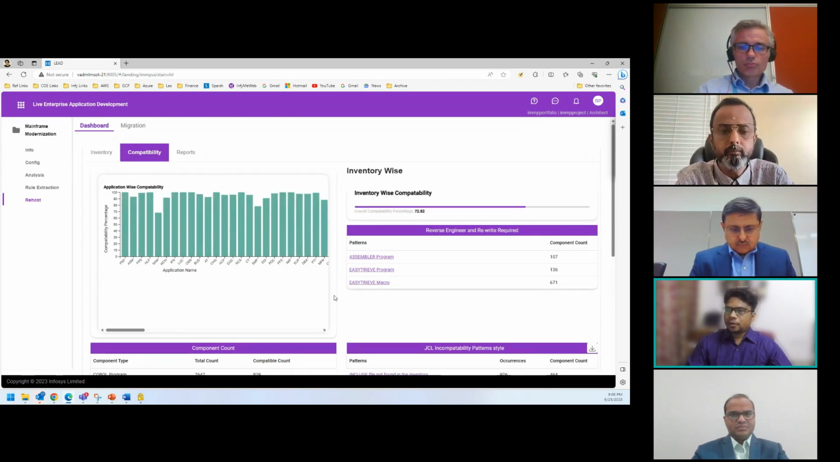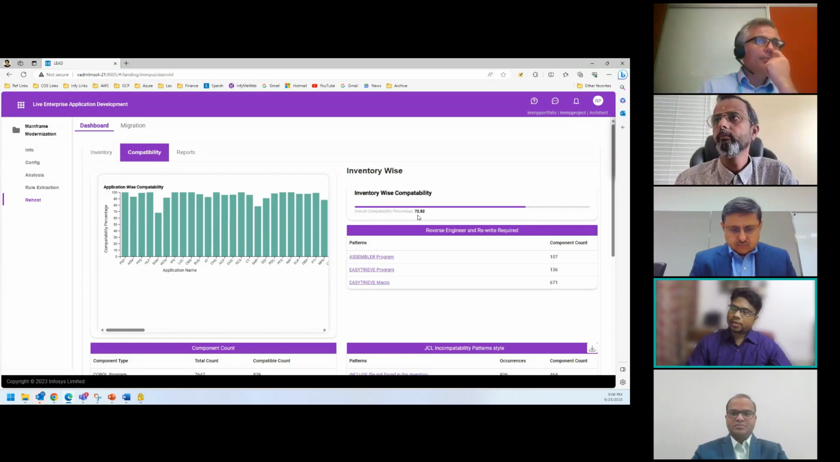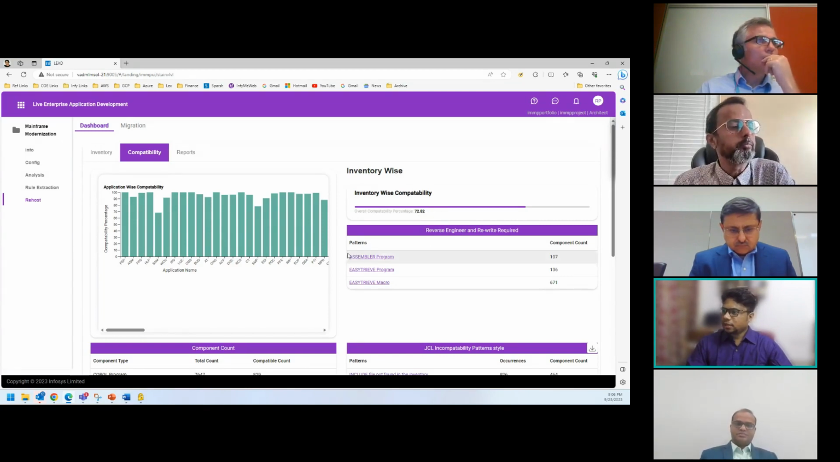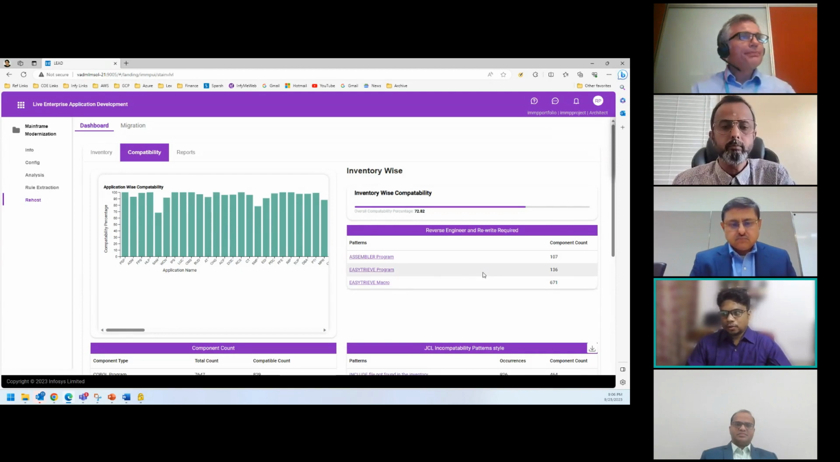What the platform does automatically through its processing power is tell what the overall inventory-wise compatibility is. Here it says 72.82. It may not be great, but it is still a good enough case to do a rehost using Micro Focus. For the remaining 28 percent approximately, we obviously have to take some remediation, and the remediation is required for this piece. It is also going to tell what patterns are not compatible, for example assembler, EasyTrieve, or EasyTrieve macro, at a component type level, with the number of components, and we can also download them.